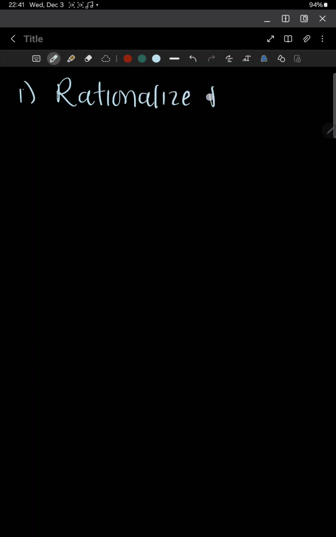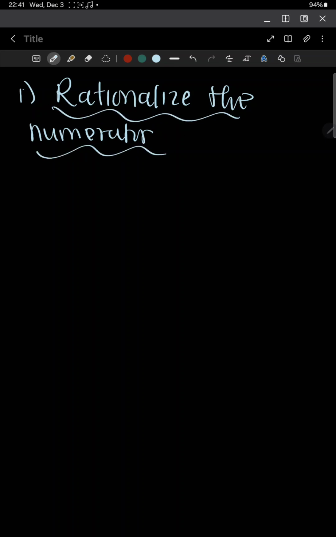So this is our third part of rationalization. If they ask you to rationalize the numerator, it is the same thing, same layout. Take note of that, because the same procedure or layout that we use when rationalizing the denominator should be the same principle.